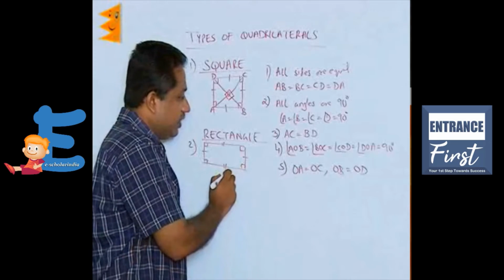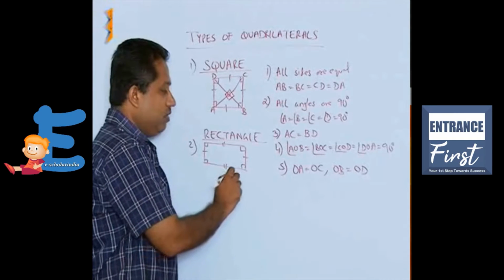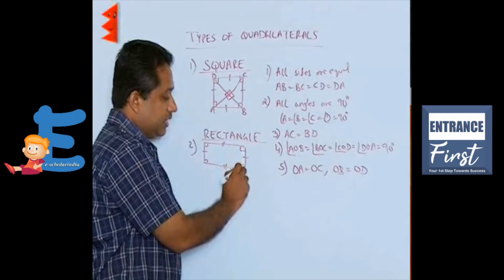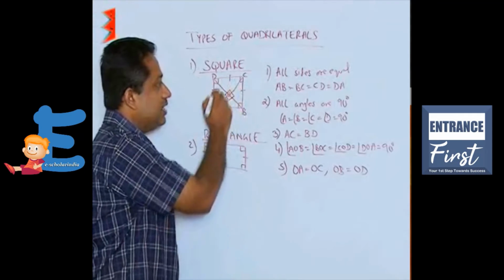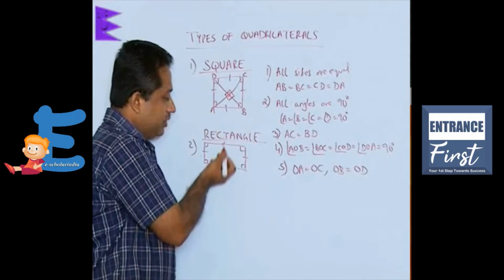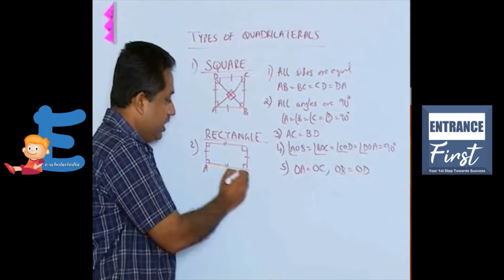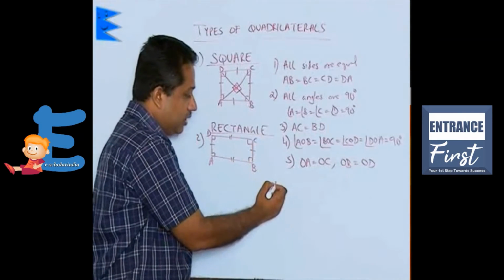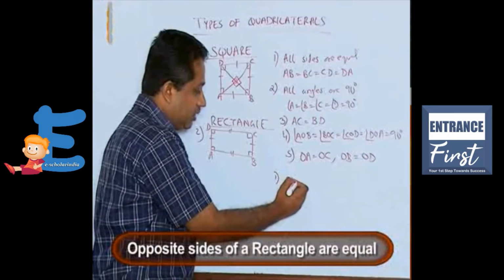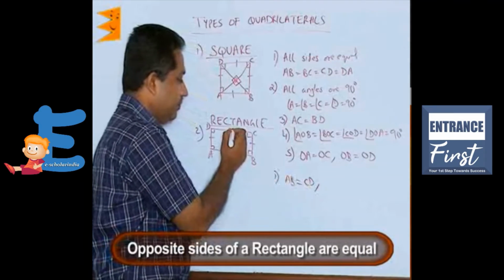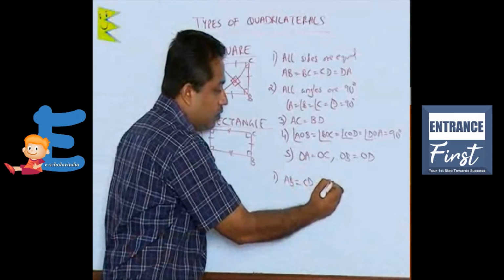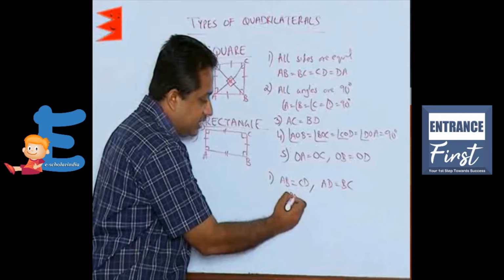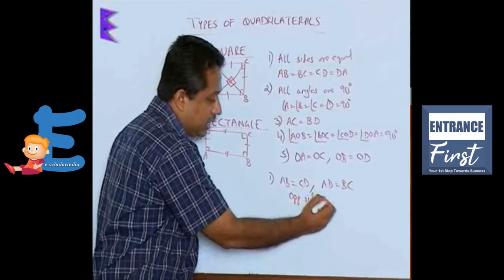Now if you look at the second figure here, that is a rectangle, and you will find here that in a rectangle one side is bigger than the other. It is not like a square where all sides are equal. So here the opposite sides are equal. So if I am going to name this figure as A, B, C and D, we will not get all sides equal, but we will get opposite sides equal. That means AB will be equal to CD and AD will be equal to BC. So first property, we will get opposite sides of a rectangle are equal.